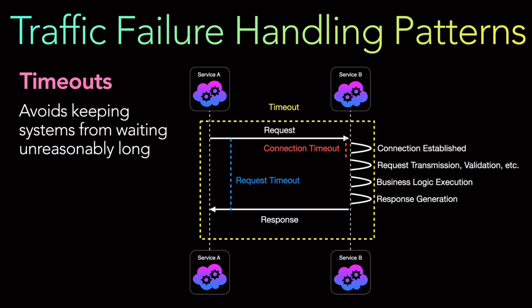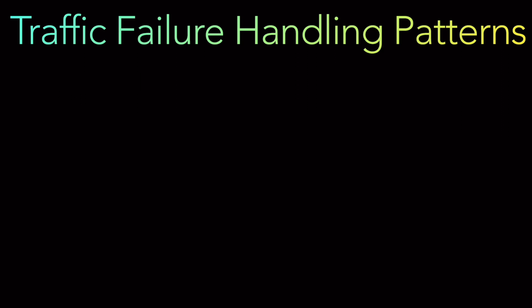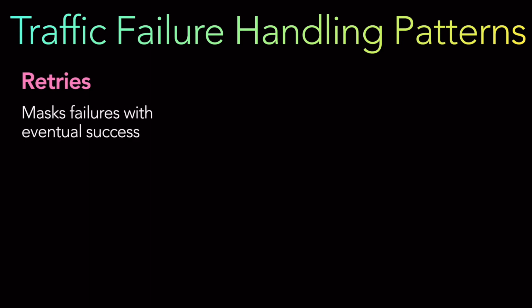But after the call has failed, what will service A do now? The first call to service B failed. What should it do? One option is obviously to respond back with a failure to the caller of service A itself, saying that the call to my downstream service failed, so the entire call failed. But another thing that you can do is retry. Retry basically masks the failure with eventual success.